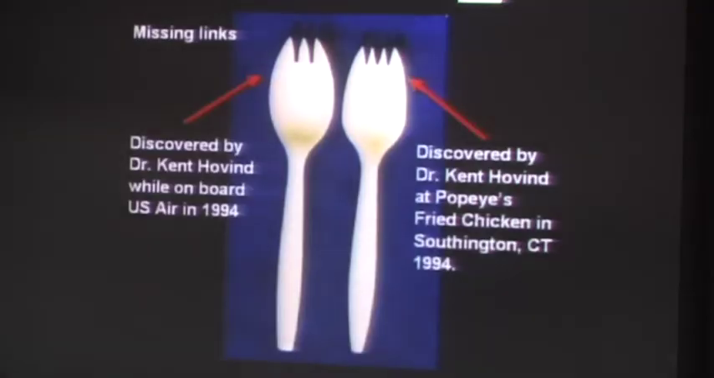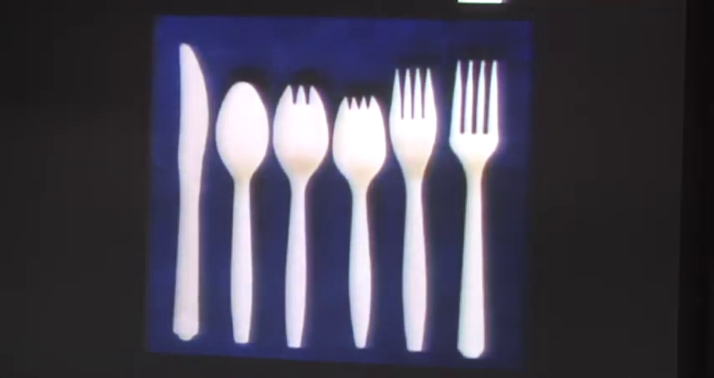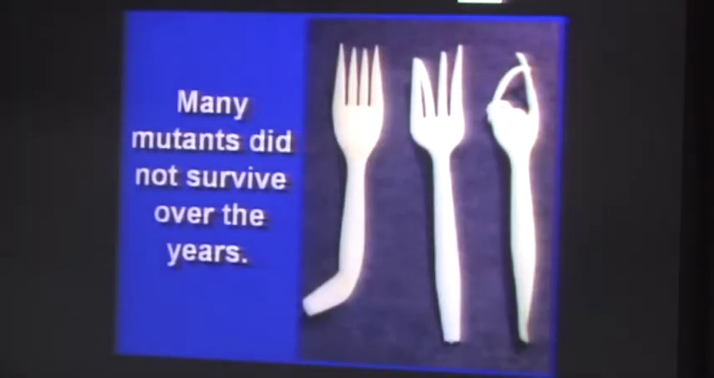Later that day, I went to Popeye's Chicken and found another one. There they are, folks, the missing links. So the evolution of silverware is nearly complete. Of course, we got a few mutants along the way. Didn't quite survive for some reason, you know.